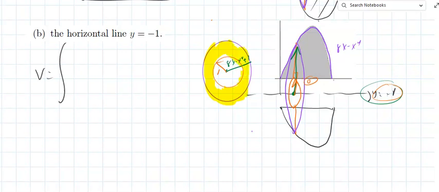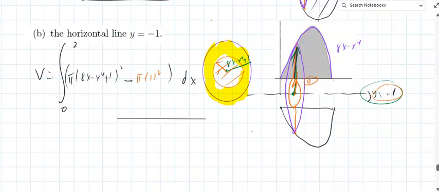Well, volume is going to be the integral. We're still running from 0 to 2. We're still running vertically because my rectangle is vertical. I'm going to take the whole outer area, pi times 8x minus x to the fourth minus a -1 squared, minus the inner area, which is pi times 1 squared. And be careful not to combine the radii in any way. And that's basically all there is to it. Vertically, we take top minus bottom, horizontally, right minus left.